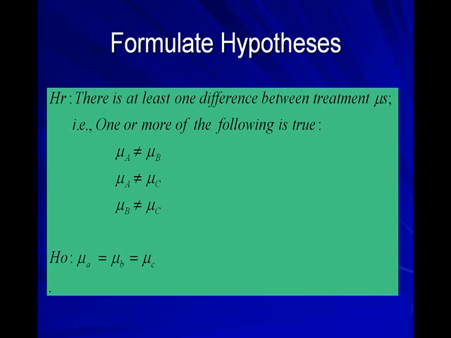Okay, our hypotheses. The research hypothesis is that there is an impact, in this case of professor rank, or whatever our treatment is, on the population mean productivity level. One way to state that is that there's at least one difference between population means, and one of the following is true: mu A not equal to mu B, mu A not equal to mu C, and/or mu B not equal to mu C. The null hypothesis is that all three population means are equal. That would be no effect.